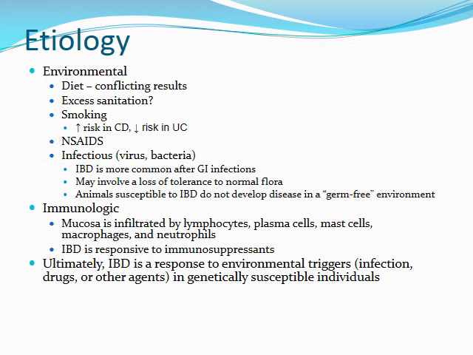Environmental-wise, there are conflicting ideas on what type of diets may be involved. Some people believe it could be issues with excess sanitation. Looking at things like smoking, it's interesting that there's an increased risk of Crohn's disease associated with this, whereas there's a decreased risk for ulcerative colitis. But there are lots of different causes, and ultimately we're not sure what the cause is. It's thought that there's some sort of environmental trigger that sets off people that are genetically susceptible.